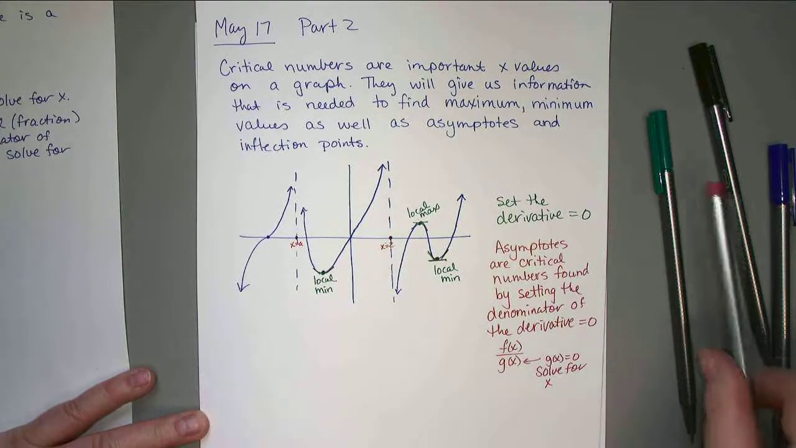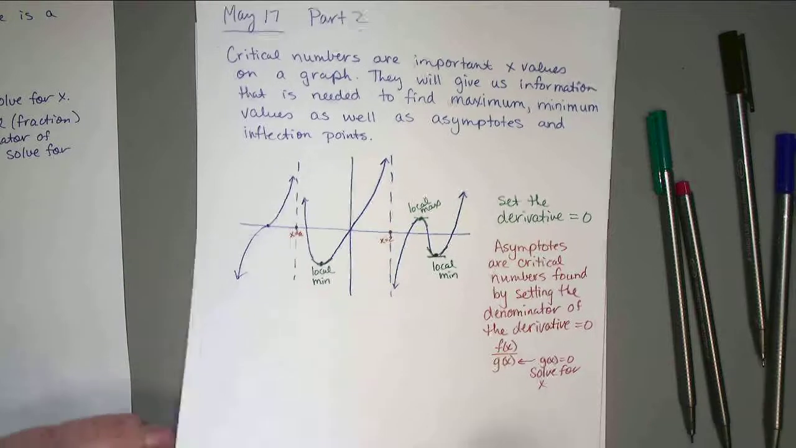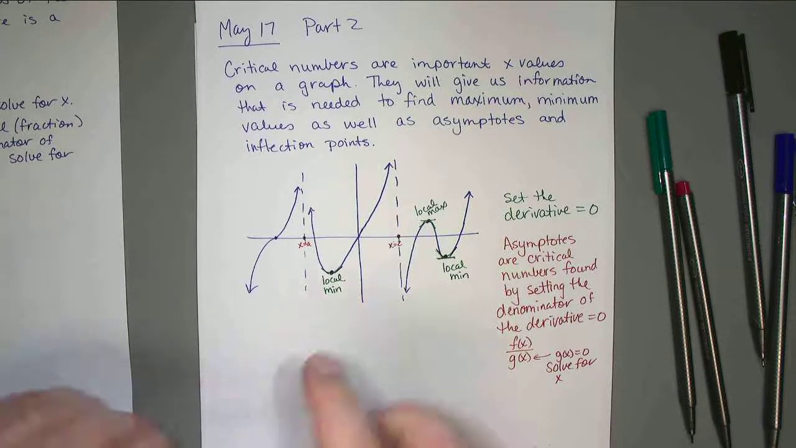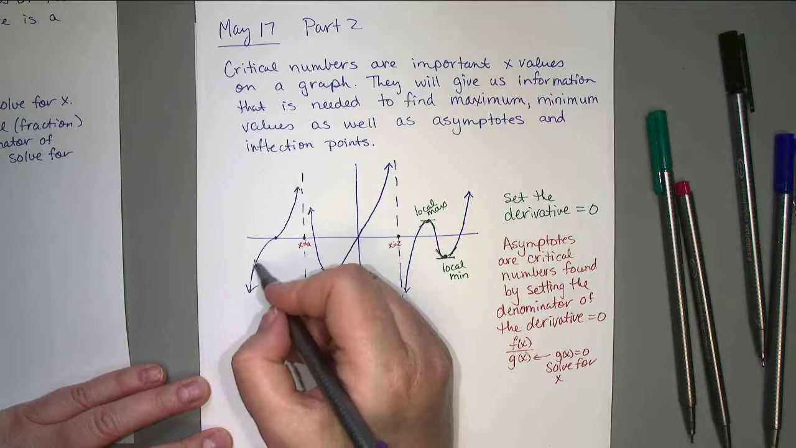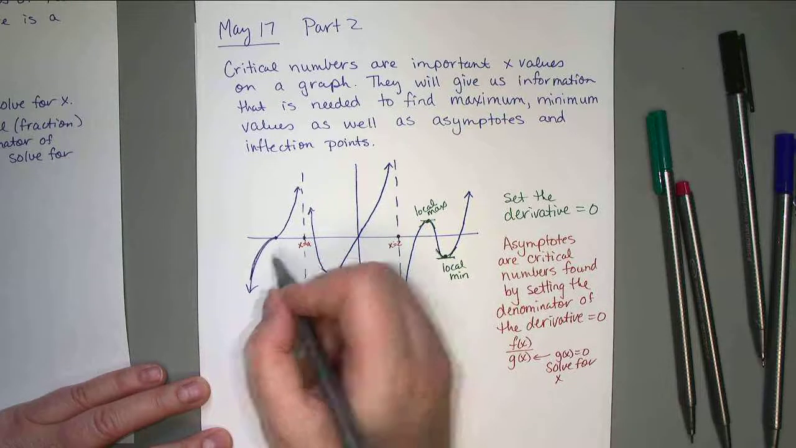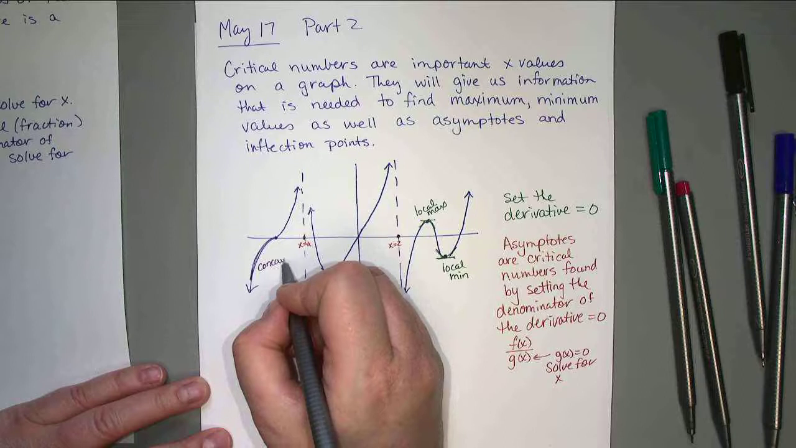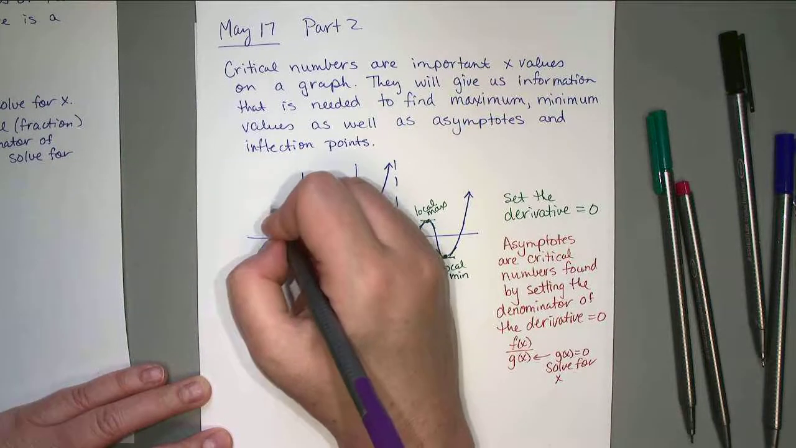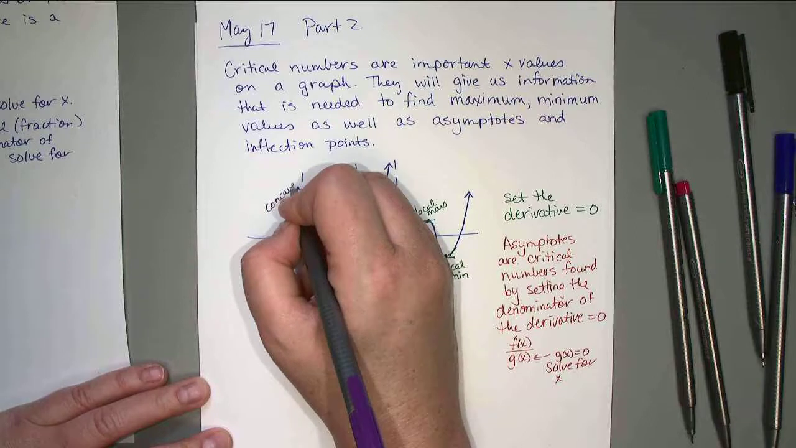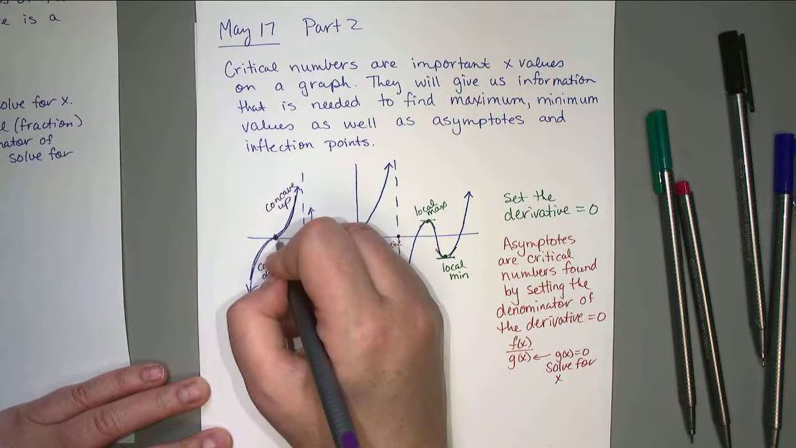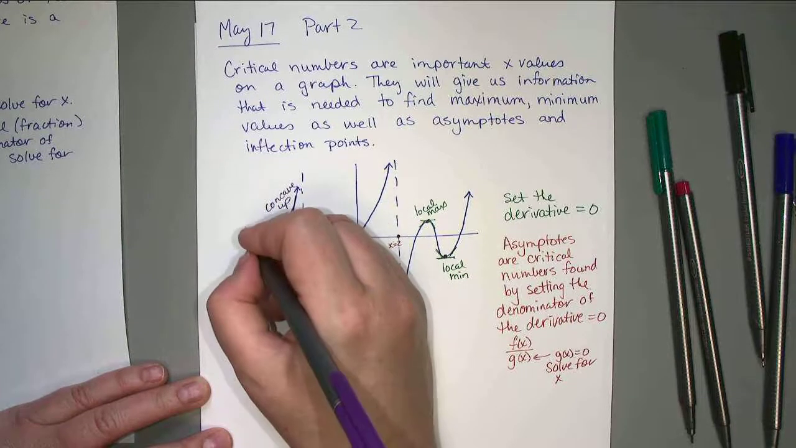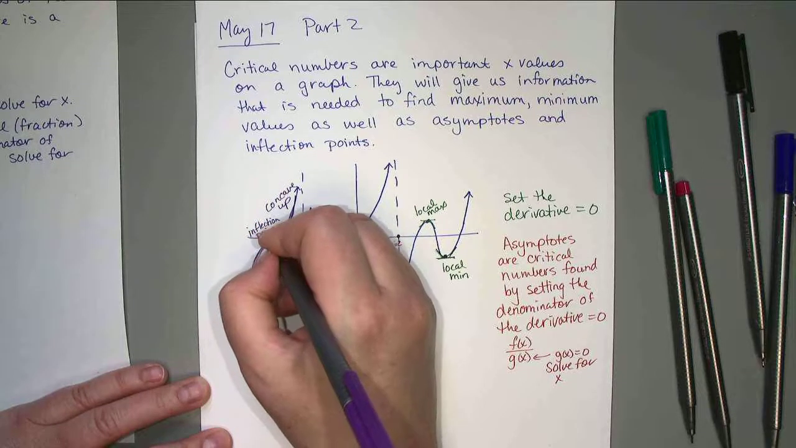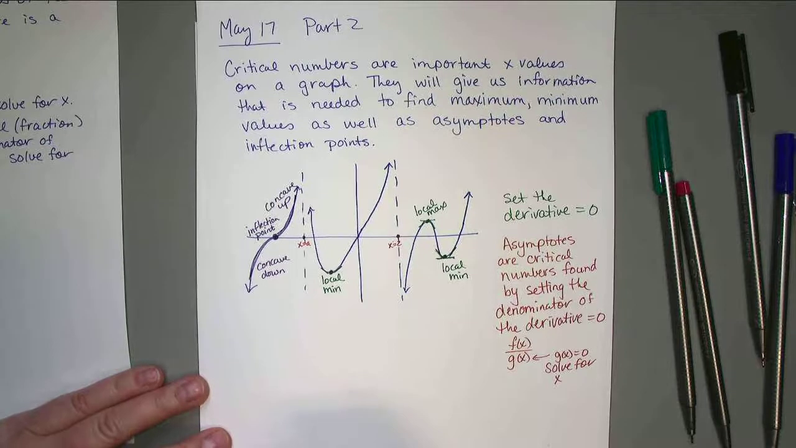Now, the only other type of critical number that we can get on a graph is sometimes when a curve is curved, so this is sort of curved down, we say that that's concave down. And then on this side it's concave up. Right in between where it switches, that's called an inflection point. And that point is also a critical number.